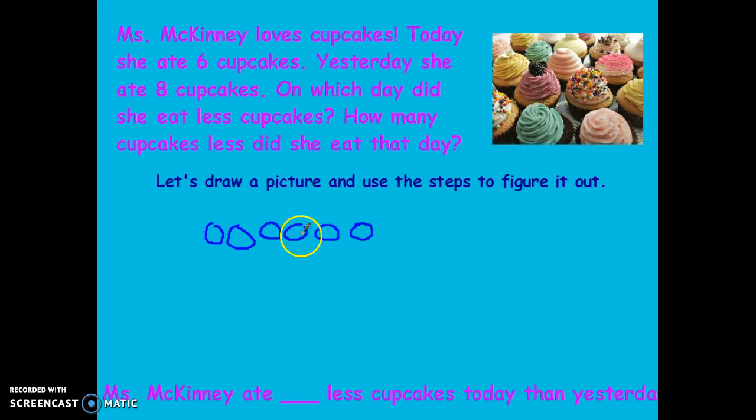You should have 6 circles representing cupcakes. So that's what she ate today. Yesterday, she ate 8 cupcakes. Start drawing your 8 cupcakes. Remember to line them up to what you already have.